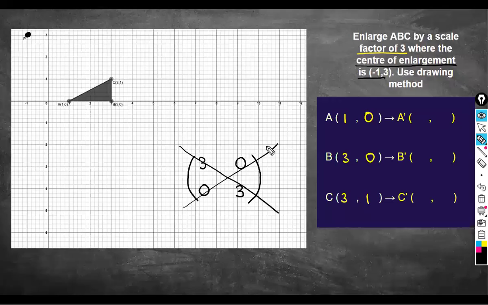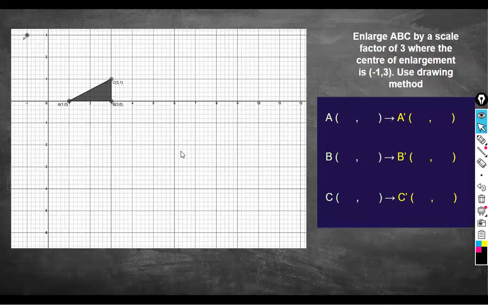The only way to get out of this question is by the drawing method. So what we need to do is connect all of these points individually to P, measure the distance, and then extend it 2 more times. You have to extend it 2 more times. So let's do that here. Let's try this.